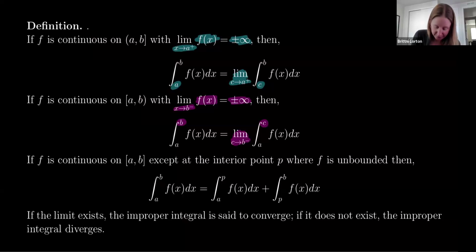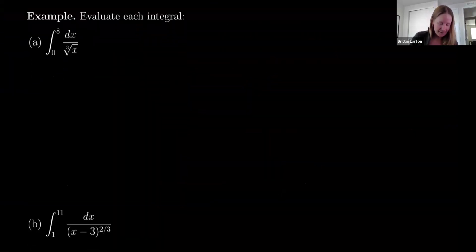Okay. And it's possible you have to break a single integral up into 2 different integrals as well. We'll do an example. And then, of course, if the limit exists, it's said to converge. If the limit does not exist, or if the limit is infinity or negative infinity, then the improper integral is said to diverge. Okay, let's practice some more examples.